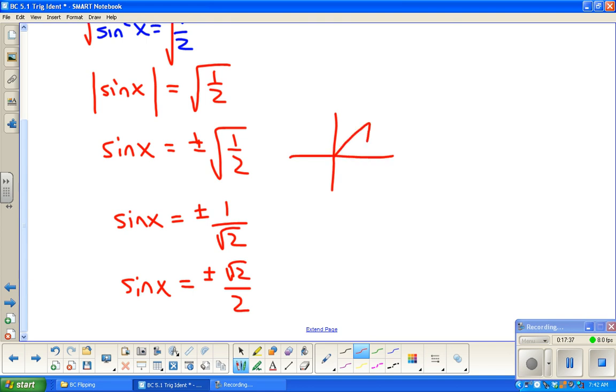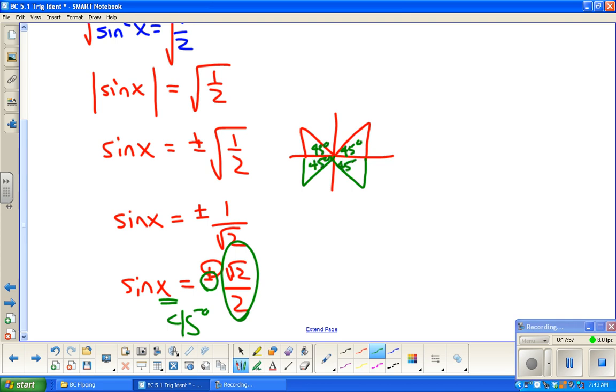Okay, so now the issue is, where is sine positive? Well, sine's positive in the first and second quadrants. And where is sine negative? Well, it's in the third and fourth quadrants. The sine of what reference angle gives me square root of 2 over 2? 45 degrees. So really, this ends up being in all 4 quadrants, much like we did last chapter, only instead of 2 quadrants, it's all 4. So I got 45 degrees, 135 degrees, 225 degrees, and 315 degrees.